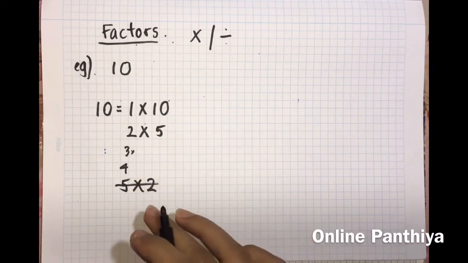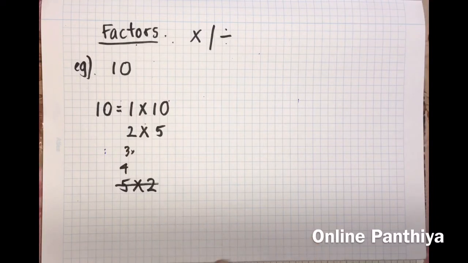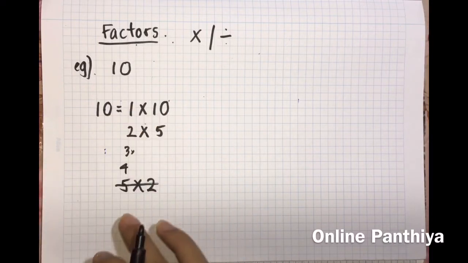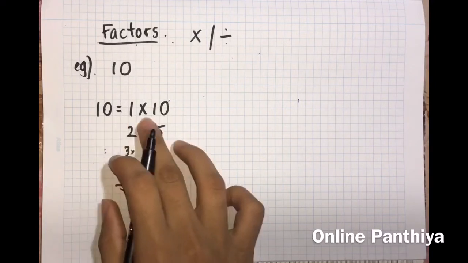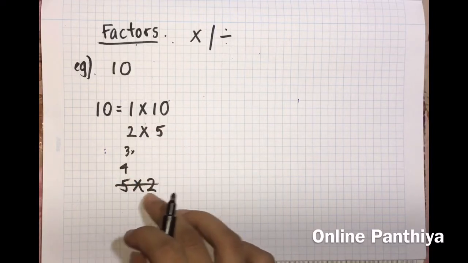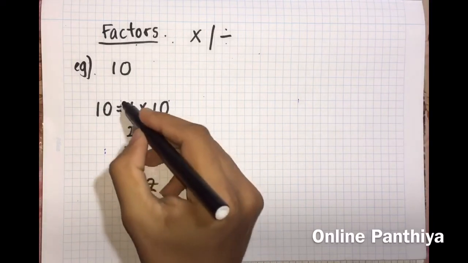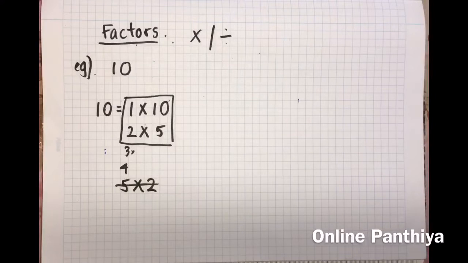Okay, 5. 6, do you have? No. 7? No. 8? No. 9? No. And last you have up to 10. Check until 10. Now if you go to 10, 10 into 1 will give you 10, but it is just the same. Therefore, as I have already told you, you write only 1. So we cancel off the last one. Now observe, you have only two ways: 1 into 10 and 2 into 5.